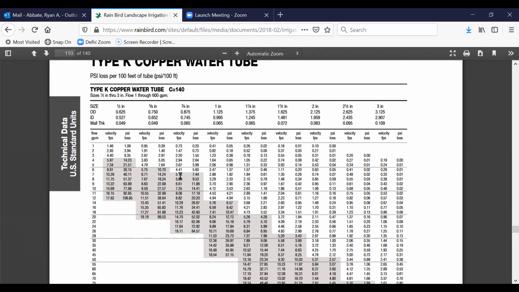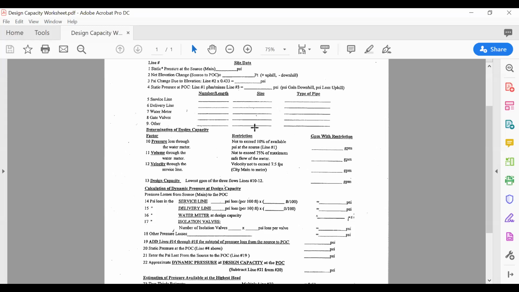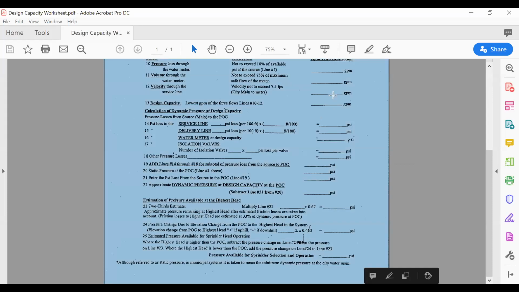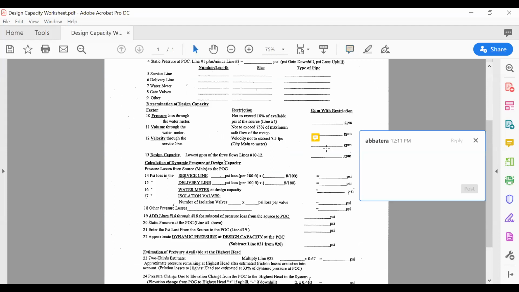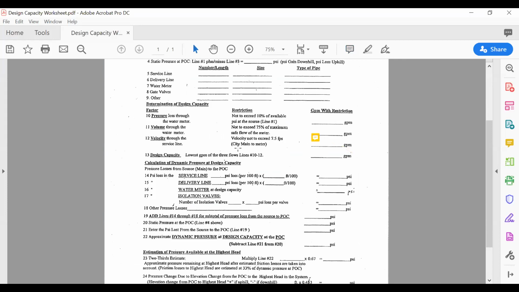So jumping back to here, I could write 10 right here. That doesn't work. So we would have 10 here. So we should have 19, 22.5, and 10.